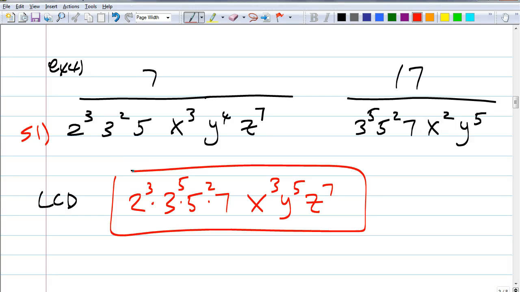847,700 x cubed y to the fifth z to the seventh. Okay, that's what I got. Yeah, so you can multiply it out. But if it's big enough, you don't have to. But if it's small enough, yeah, you should multiply it out. You're good. All right, good.